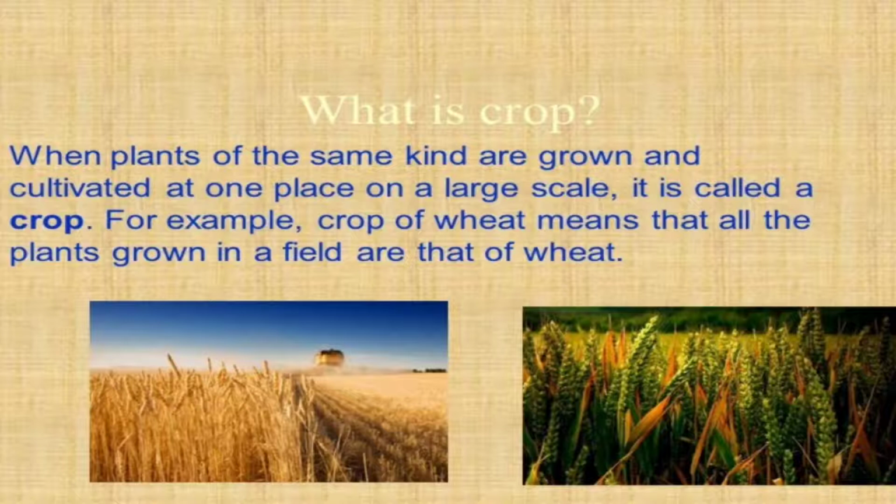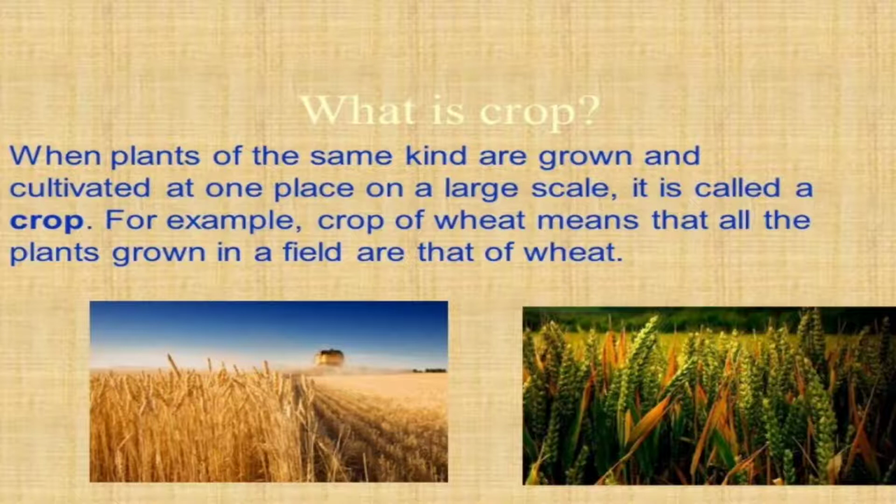The same kind of crop, like wheat, is grown and cultivated at one place on a large scale. That means it is cultivated over a large amount of area. This is called a crop. When plants of the same kind are grown and cultivated at one place on a large scale, it is called a crop. For example, a crop of wheat means that all the plants grown in a very big field are wheat only. So we now know what a crop is.